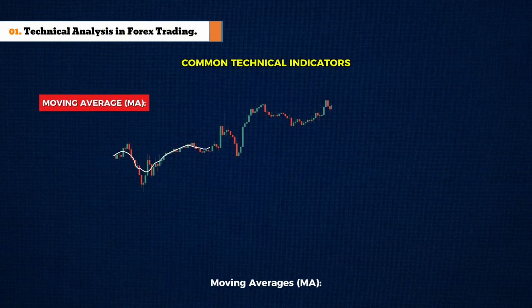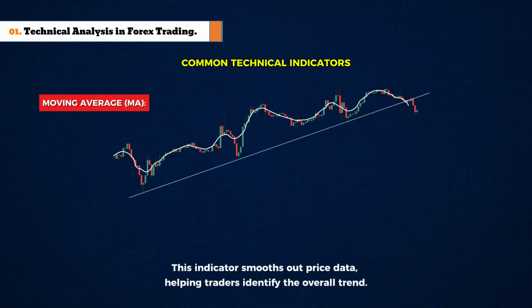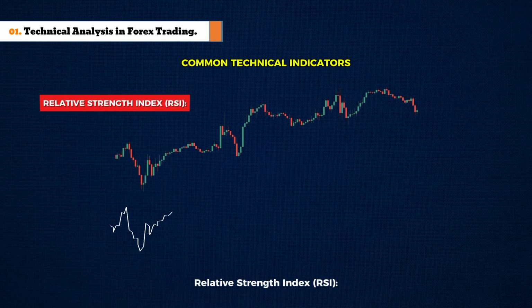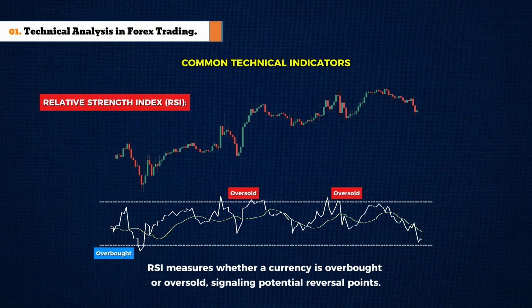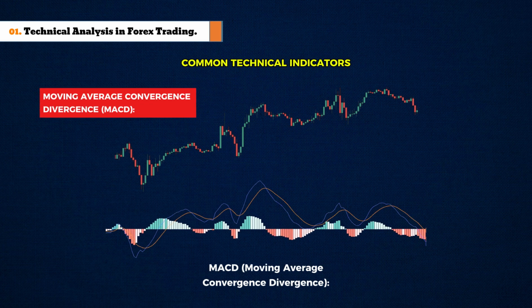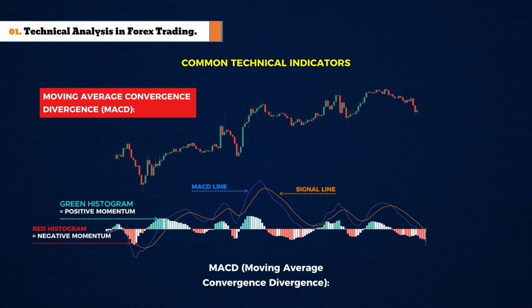Moving averages, MA. This indicator smooths out price data, helping traders identify the overall trend. Relative Strength Index, RSI. RSI measures whether a currency is overbought or oversold, signaling potential reversal points. MACD, Moving Average Convergence Divergence. This is a momentum indicator that signals potential trend changes.